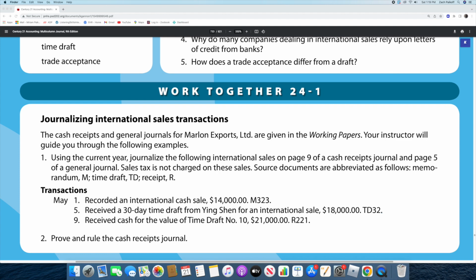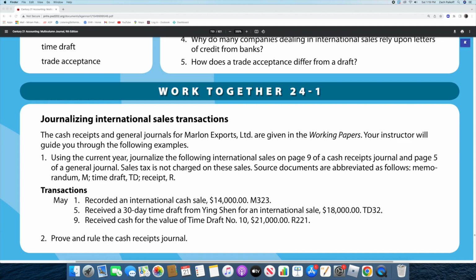But anyway, today I will be going over the 24-1 work together, where we will be journalizing international sales transactions. So the instructions say the cash receipts and general journals for Marlin Exports Limited are given in the working papers. Your instructor will guide you through the following examples.